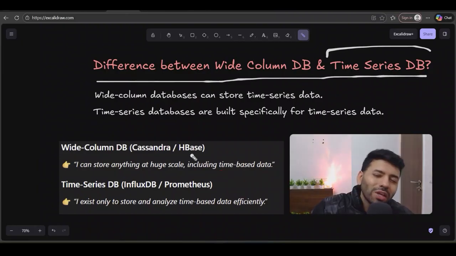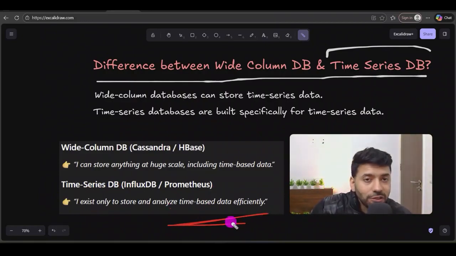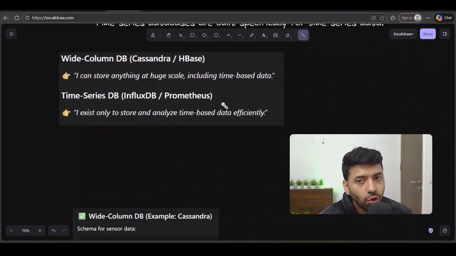So yes, you can store time series data in a wide column DB, but when we talk about a time series DB, examples are InfluxDB and Prometheus. This says: I exist only to store and analyze time based data efficiently. So this is giving you an option. Yes, you can store time based data in the other as well, but a time series DB is specific. It exists only to store and analyze time based data efficiently. Okay, let's try to understand more about it.